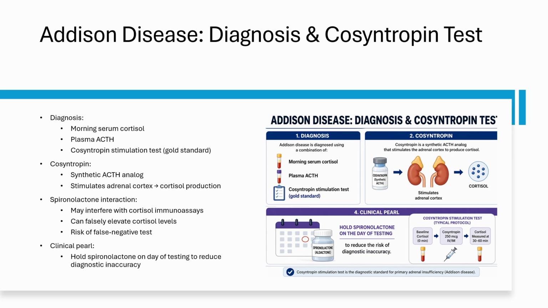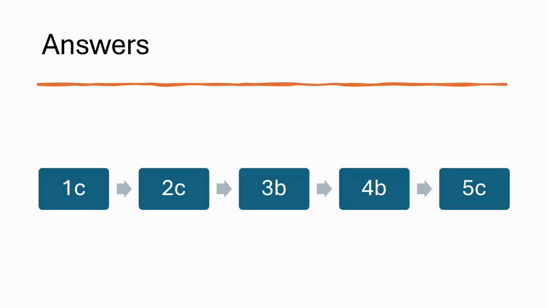And the answers to the questions at the beginning of the video are 1 Charlie, 2 Charlie, 3 Bravo, 4 Bravo, and 5 Charlie.